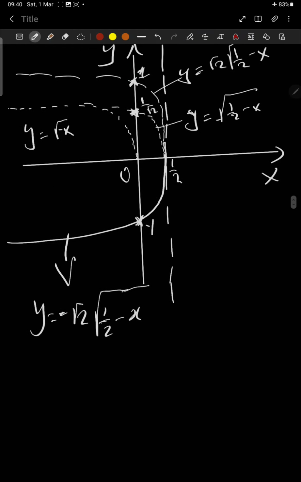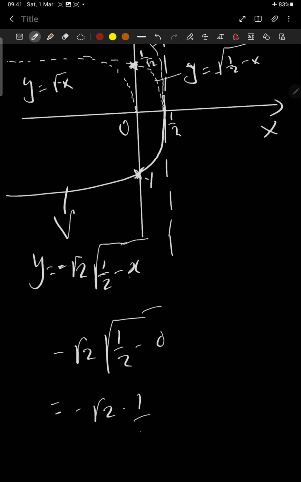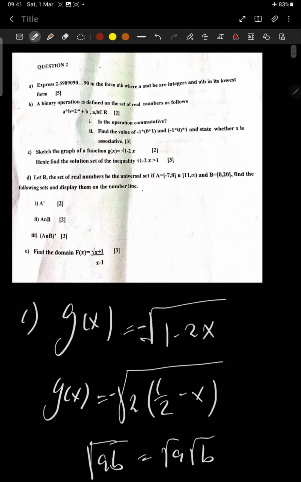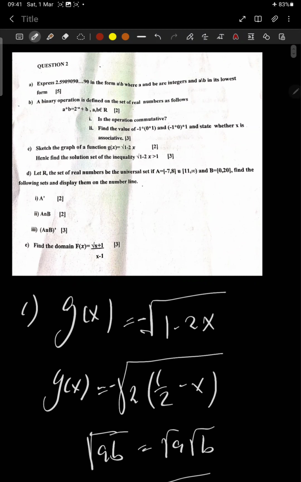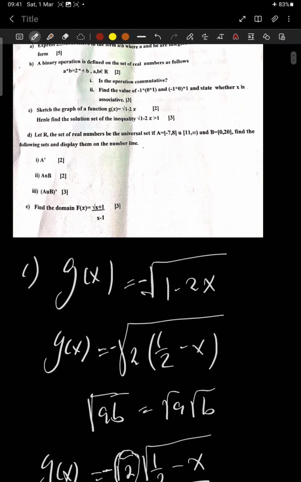And this is the highest, right? So you just take that. Or if you want to know the intercept, you can just replace x with 0 there. So you're going to have negative square root of 2 times square root of half minus 0, which is negative square root of 2 times 1 over square root of 2. This will cancel, remaining with negative 1 there. So that's how you sketch this, guys. And then they're saying hence find the solution set of the inequality. I'll continue this in part 2 of the videos of part 2 of the question.